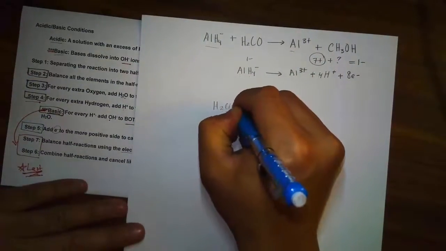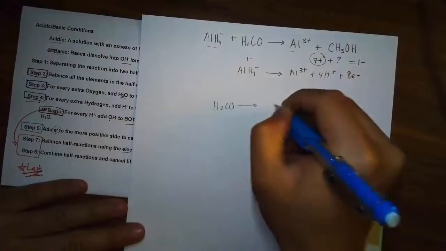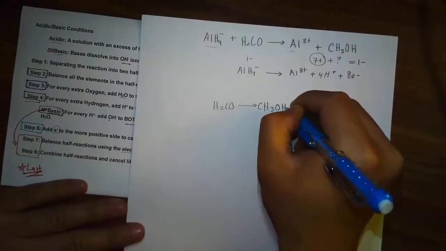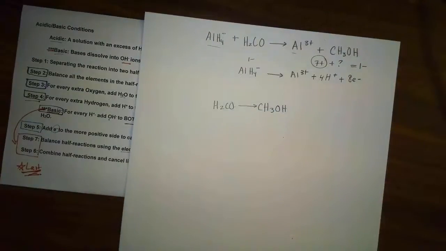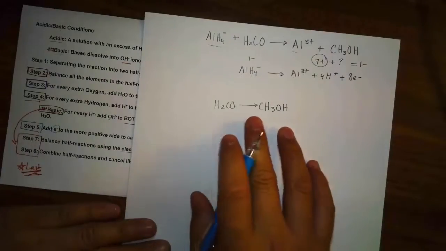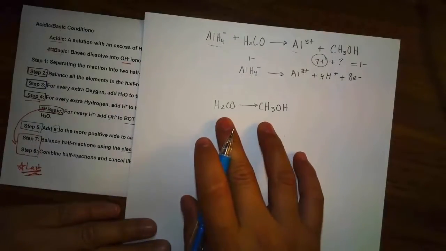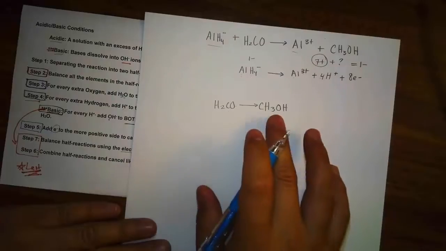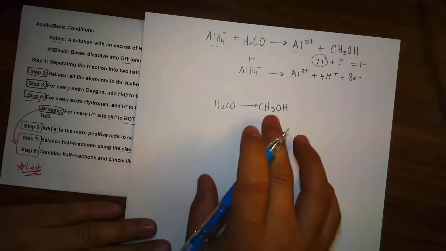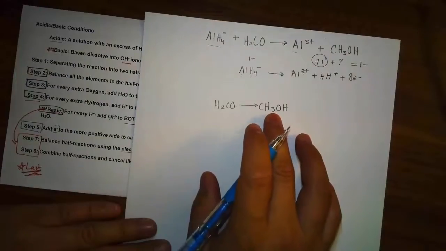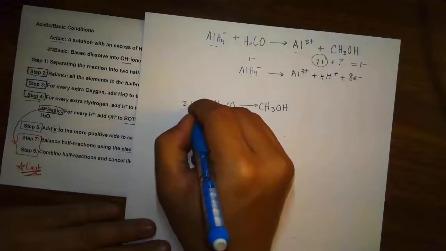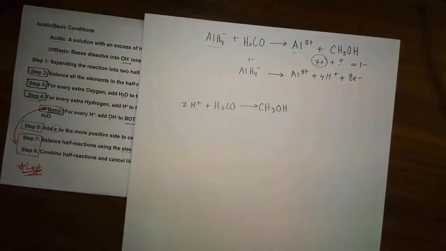We have H2CO, and that's going to go to CH3OH. There you go. For this half, we have the carbon balanced. Then we have the oxygen; over here we have oxygen, okay, balanced. Then right here we have 2 hydrogen, and how many hydrogen do we have here? We have 3 plus 1, that gives us 4. So we need to add 2 more over here.